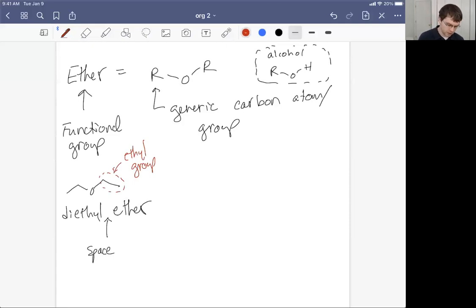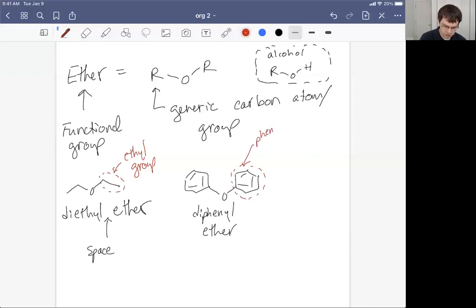And then another example would be if we had two benzene rings. This is called diphenyl ether. I'm going to emphasize that space by putting the ether down a line. And that's a nice molecule to be introduced to because it shows us that when we have a benzene ring as a substituent, it's actually called a phenyl group.